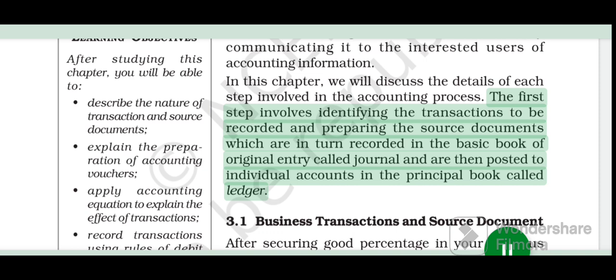The first step involves identifying the transactions to be recorded and preparing the source documents, which are in turn recorded in the basic book of original entry called journal and are then posted to individual accounts in the principal book called ledger.